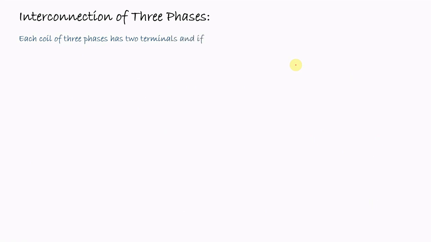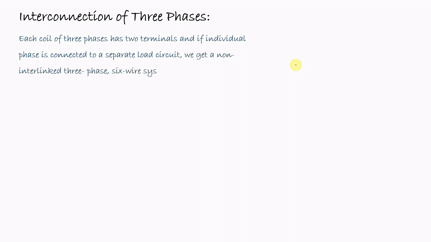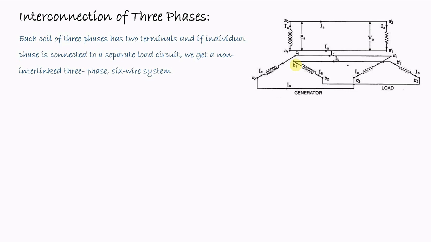As each coil of the three phases has two terminals, if individual phases are connected to a separate load circuit, then we get a non-interlinked three-phase 6-wire system. So let's see the figure here. A1, A2 is the first coil, B1, B2 is the second coil, and C1, C2 is the third coil. This is the supply system, or you can say the generator side, and this is the load side.